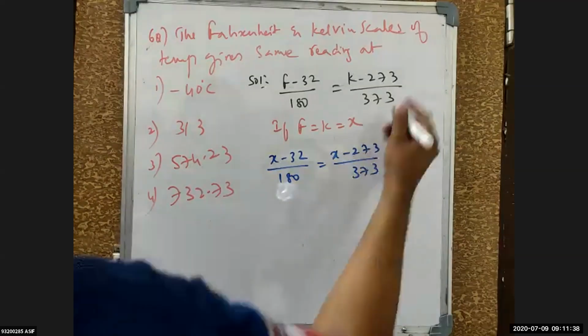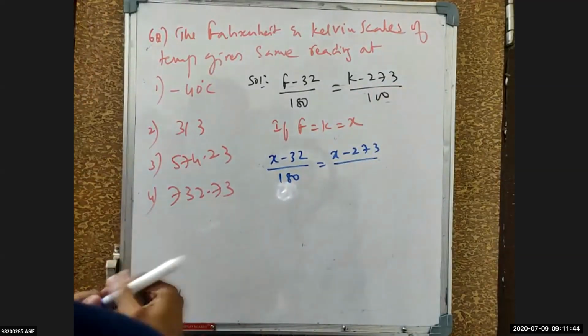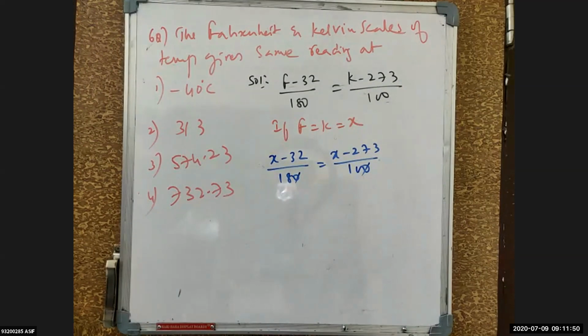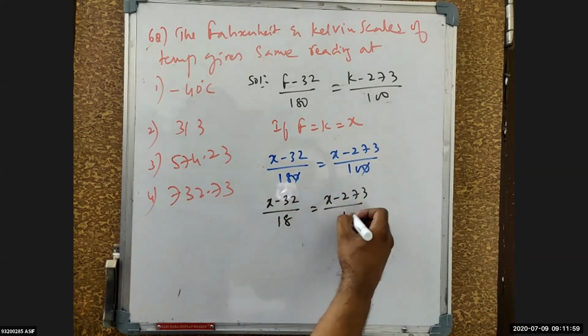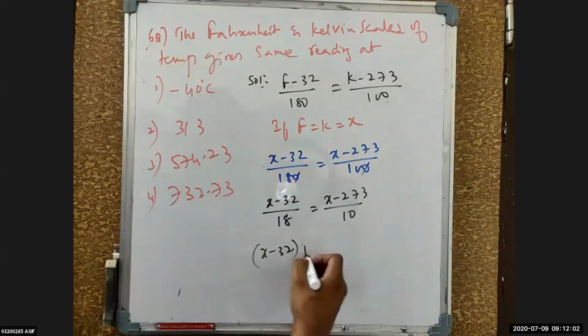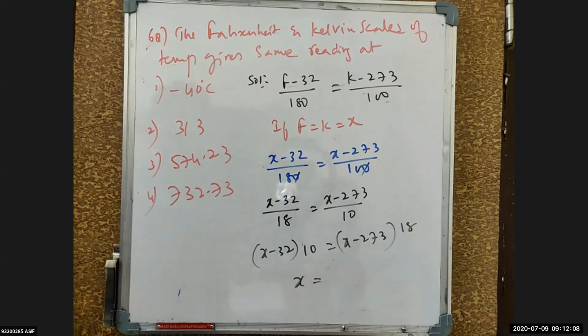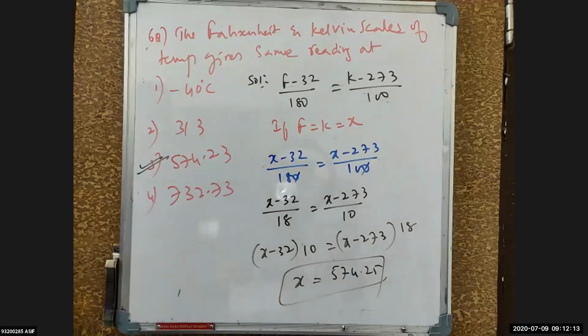This one is minus 273, and the number of divisions becomes 100. So I can simplify for the given condition. (X minus 32) divided by 18 is equal to (X minus 273) divided by 10. So (X minus 32) into 10 is equal to (X minus 273) into 18. Simplifying for the value of X, we get approximately 574.25. That means the nearby answer I can pick is the third option. Clear for everyone?